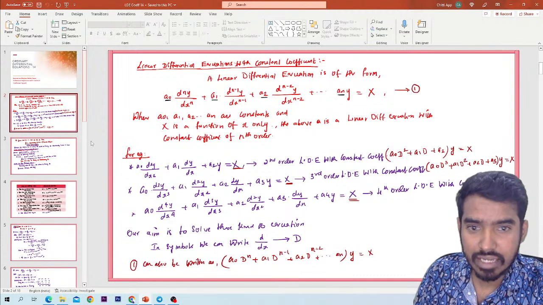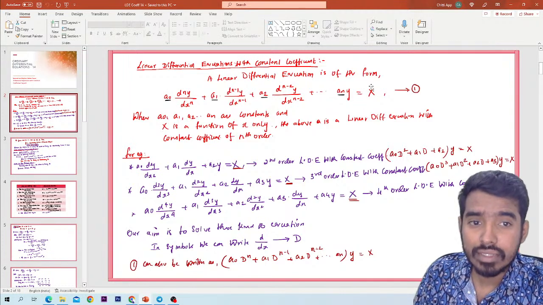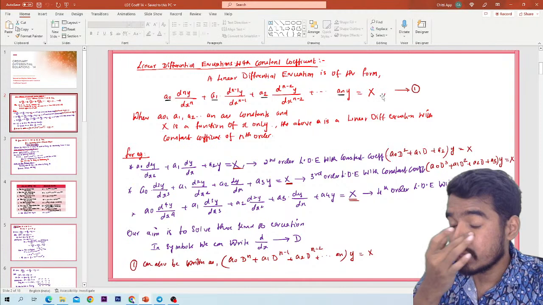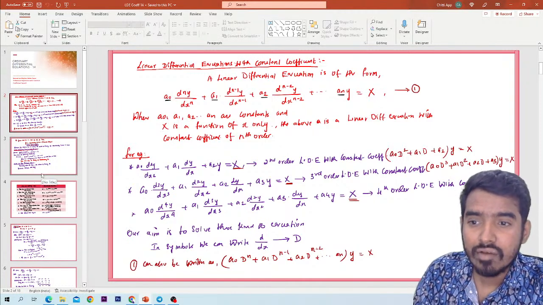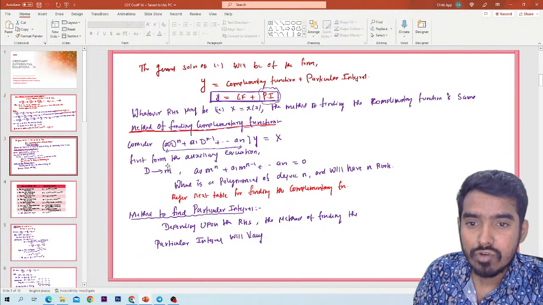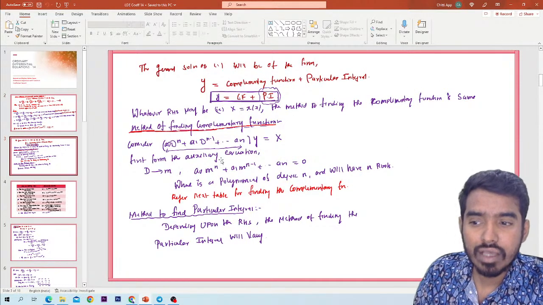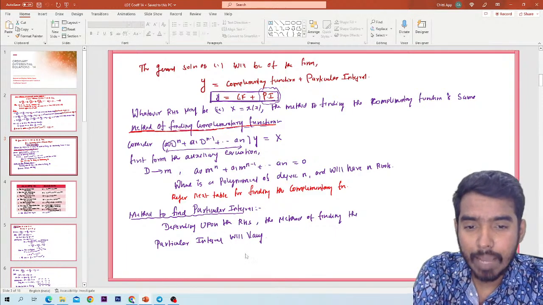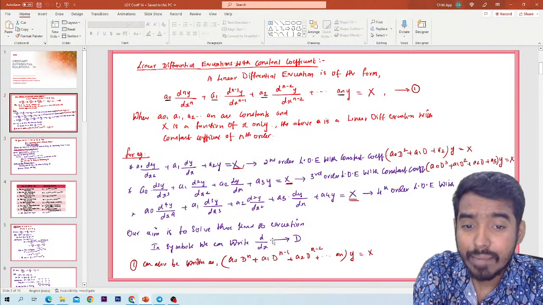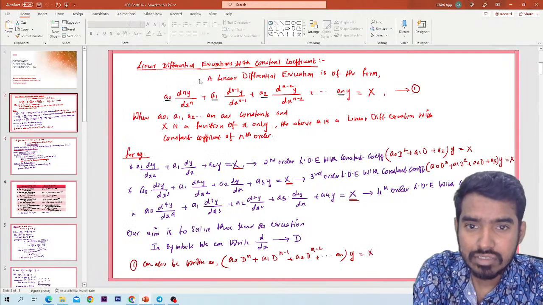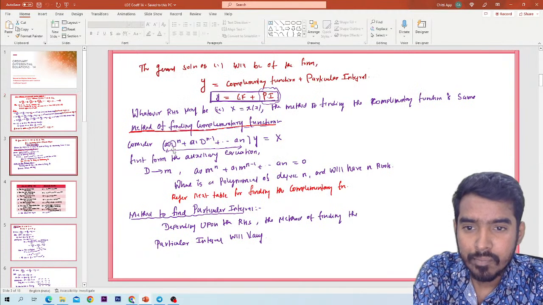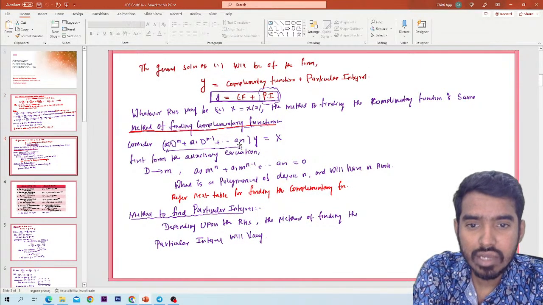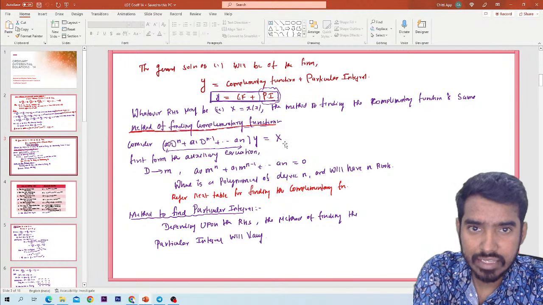We discussed this in the previous class. Whatever the capital X on the RHS may be, the method of finding the complementary function is the same. How to find the complementary function? First, you need to find the auxiliary equation. Remember, this capital D is the same as d/dx. So this equation can also be written as (a0 D^n + a1 D^(n-1) + ... + an) y = X.